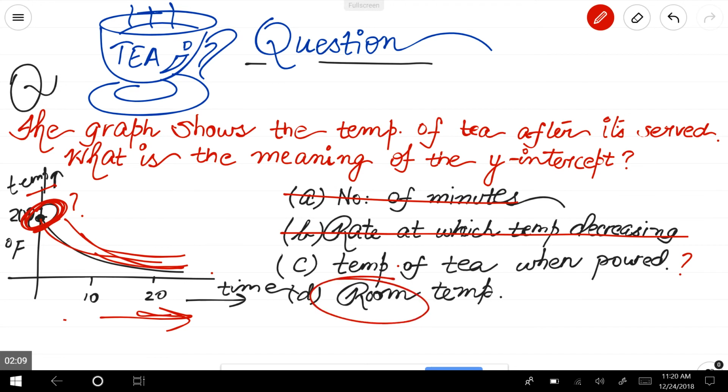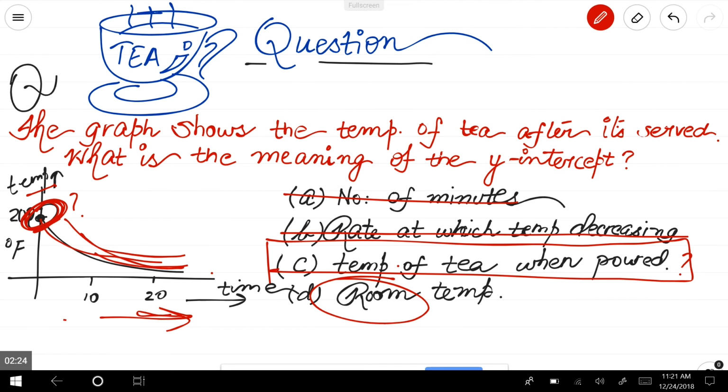Room temperature. Now, I don't think that the room temperature and the temperature of tea will be the same unless you're living in Arizona. That could be possible. Just kidding.